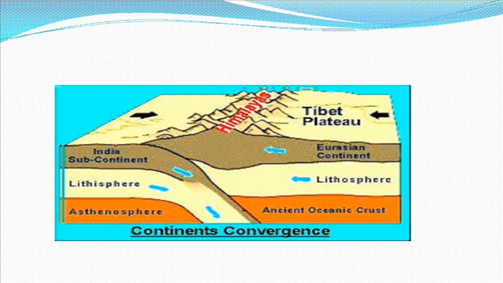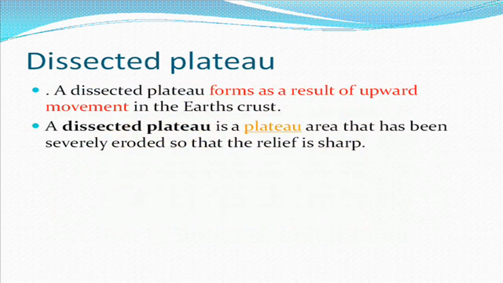An example of a tectonic plateau is the India plate and the Tibet plate, which collide with each other and form the Himalayan ranges. The Tibet plateau is formed in the tectonic plateau way only.